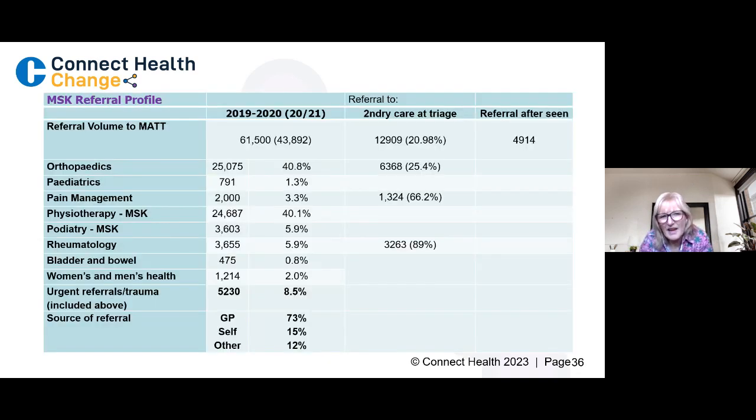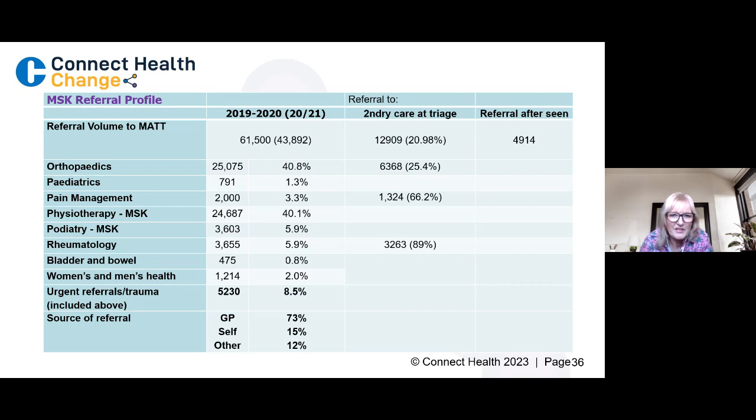So we looked at our MSK referral profile, so looking at the referrals into the MSK service, 40%, 40.1%, 40.8%, sorry, 41% were referred to orthopedics. Out of that was a total of 25,000 patients, and the next highest were to physiotherapy, as you might expect. Rheumatology were relatively low referrals, but the referrals onwards were quite high. So 89% of referrals that were referred for a rheumatology opinion were then referred on to rheumatology.